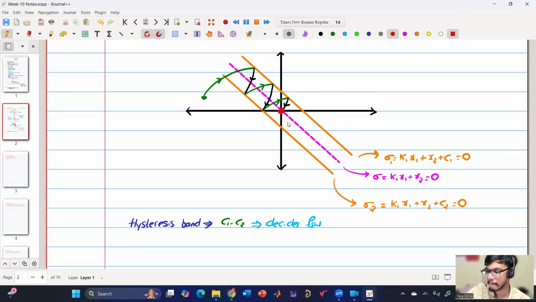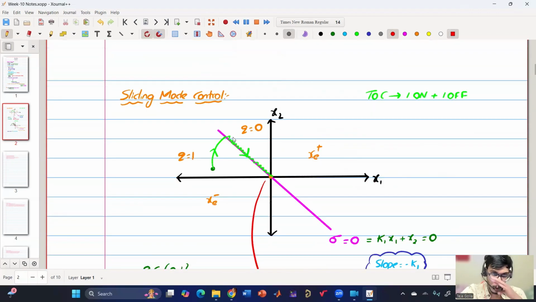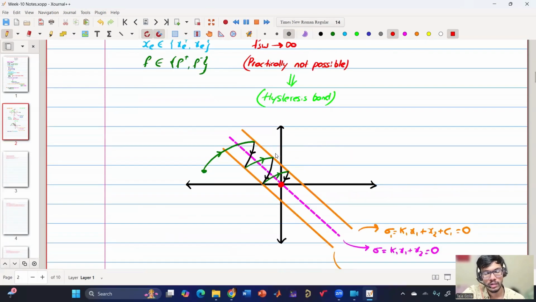Sir, so basically, earlier the oscillation along that pink line would be infinitesimally small, in sliding mode control. Yes. But here we are assuming some sort of hysteresis, a gap, so between those two values it will fluctuate. So this is also sliding mode control, but with hysteresis. The earlier one is without hysteresis.